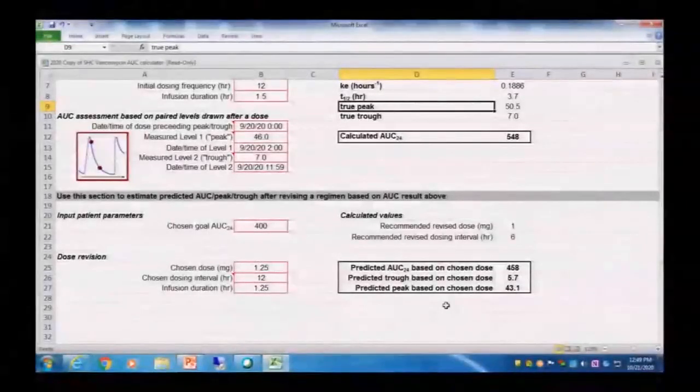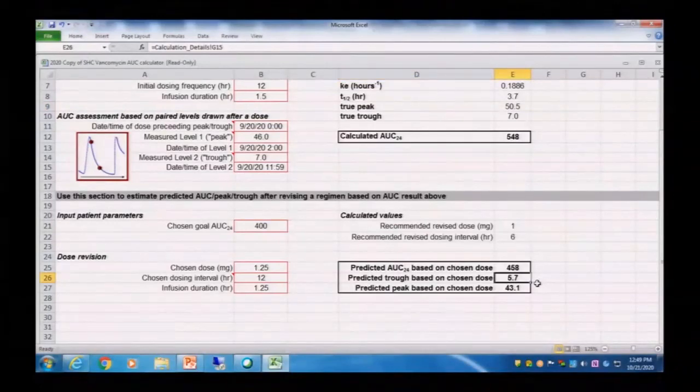And that Excel sheet shows you, based on what the calculation is, what trough you would estimate. So if you keep drawing trough levels every 2 days, it'll have like an estimated lower trough. Look at the bottom right. So they get the AUC of 458. The predicted trough would be 5.7. They're usually not that low, but they're lower than 15.